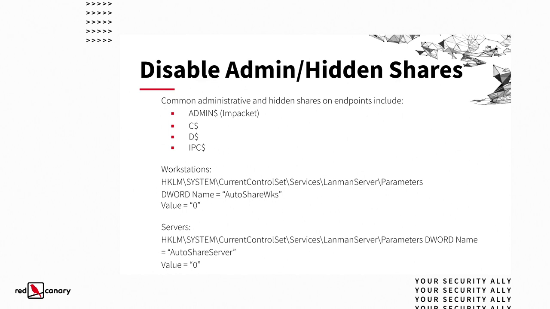And then disabling admin or hidden shares. These are some common admin or hidden shares listed here. Impacket usually abuses the admin share. Again, if you use something like PSExec legitimately in your environment, this might break things. So something to consider there: always test. Don't just implement these without testing. That's the registry key for both workstations and servers. You could also create a service to disable these or use GPO.